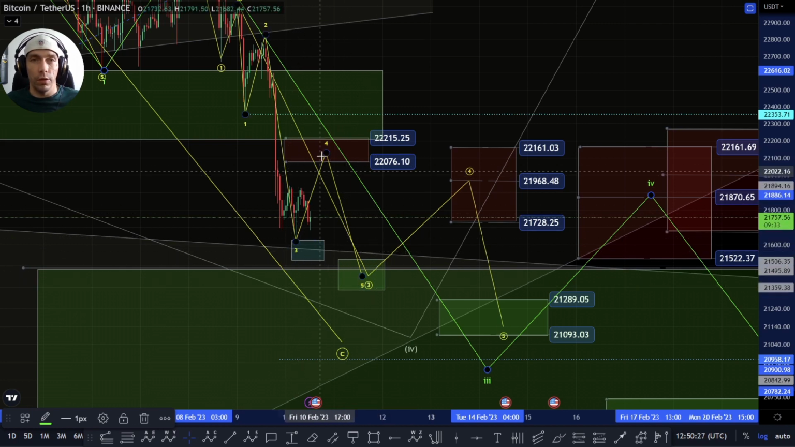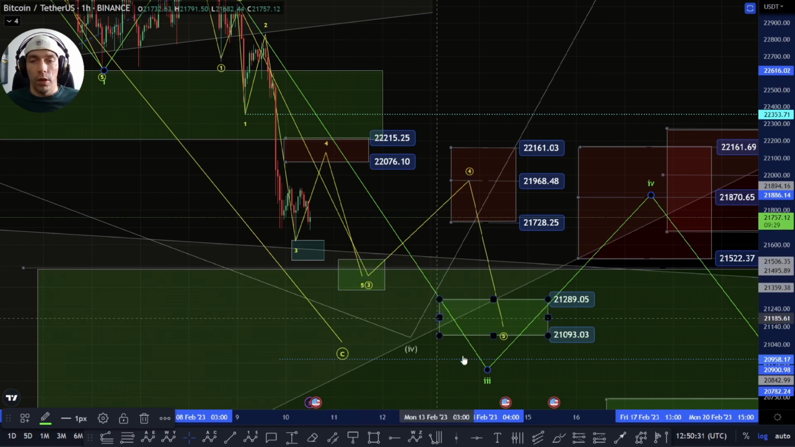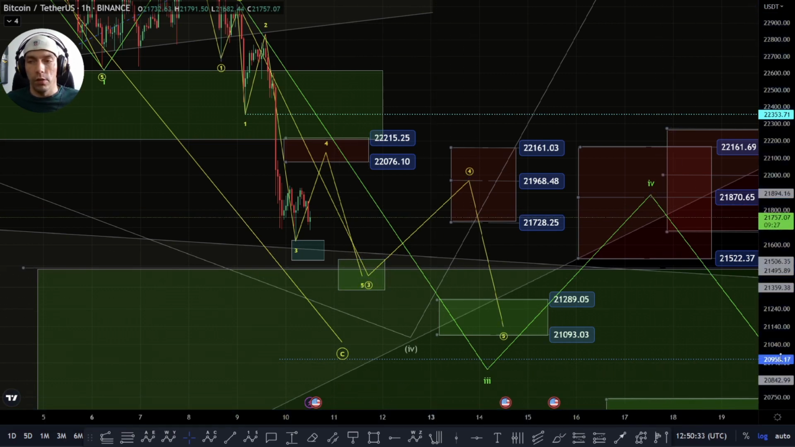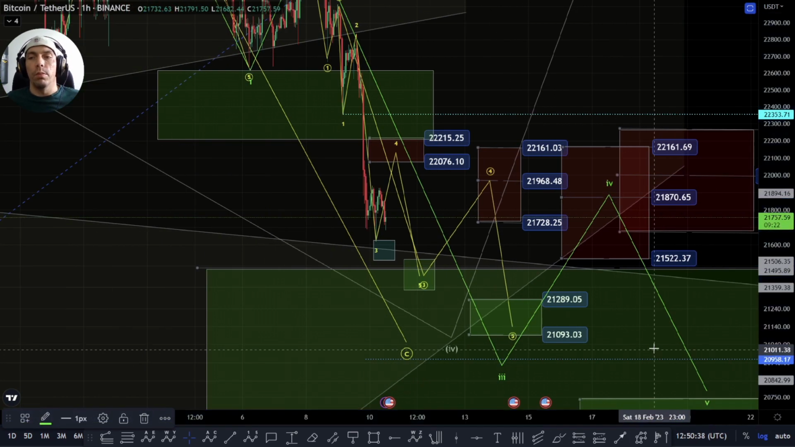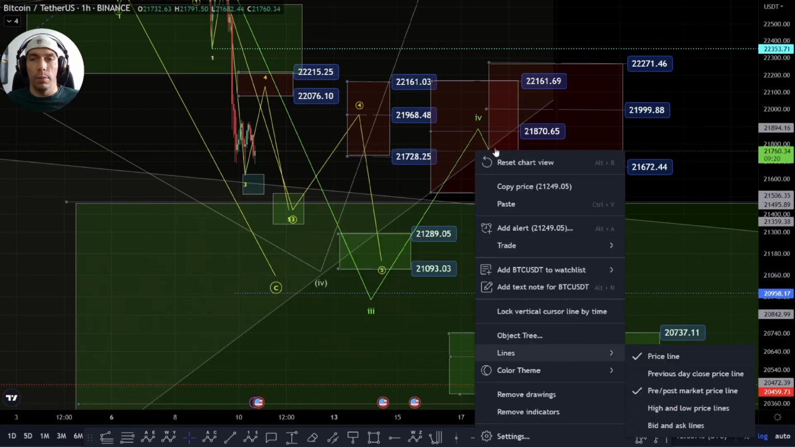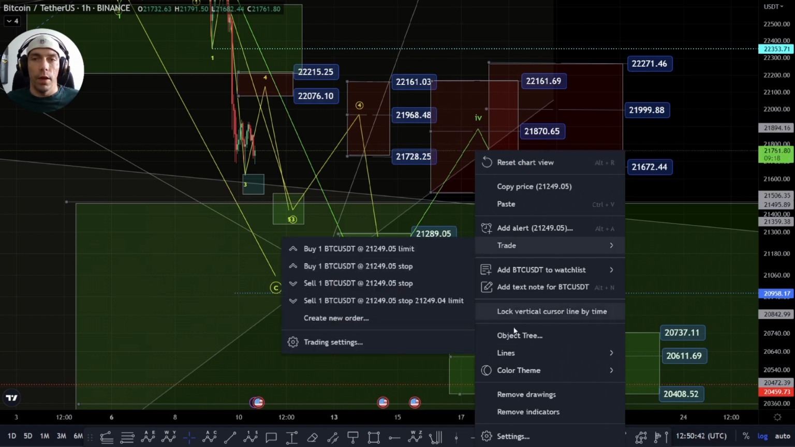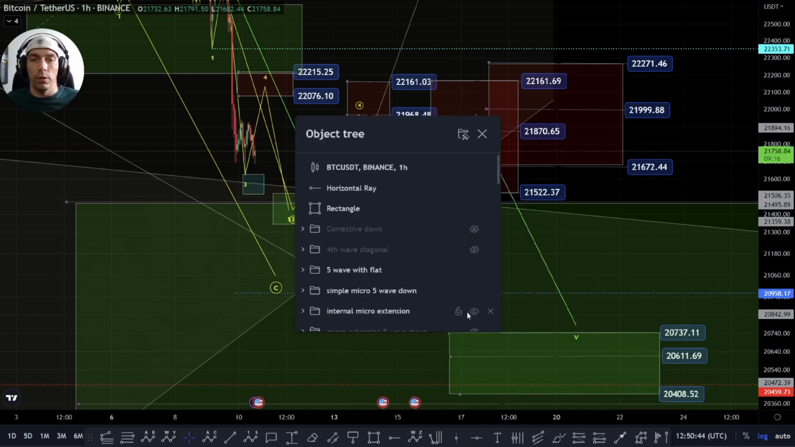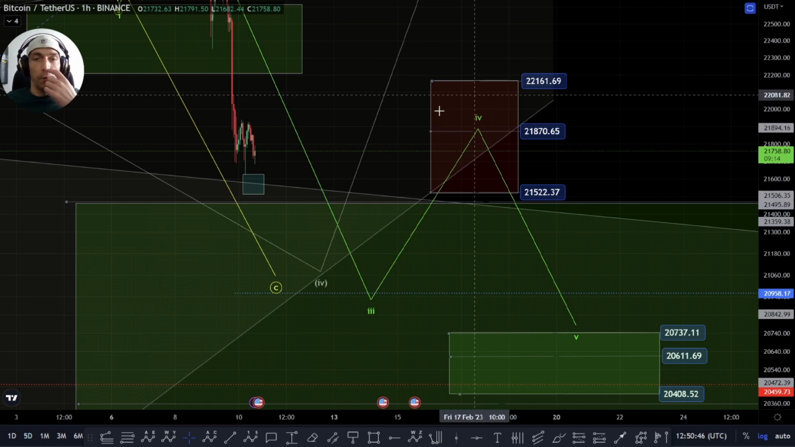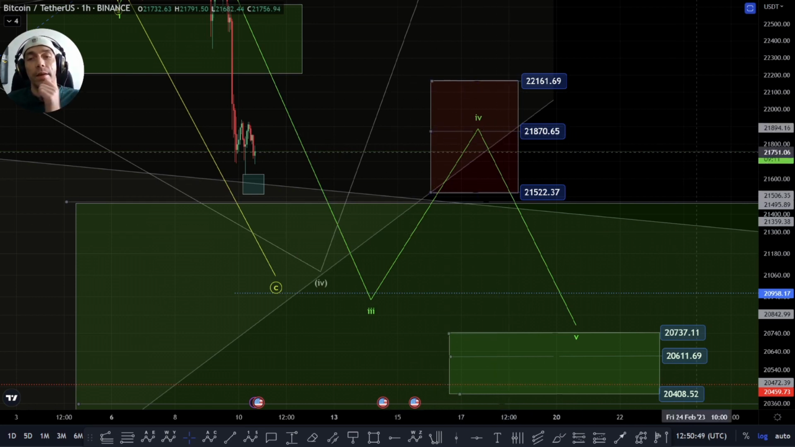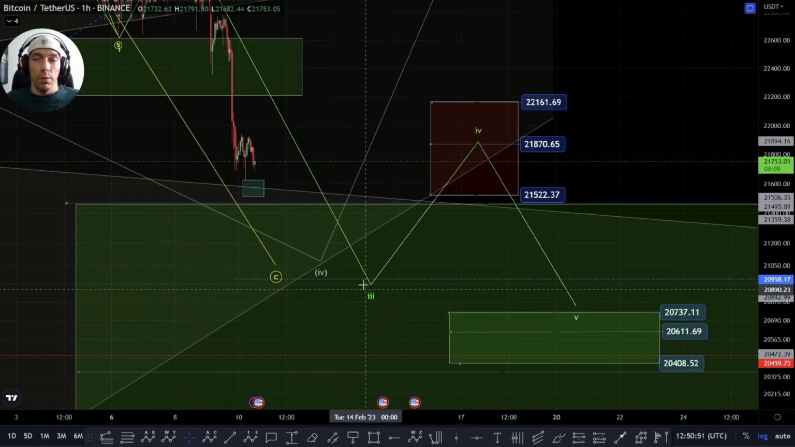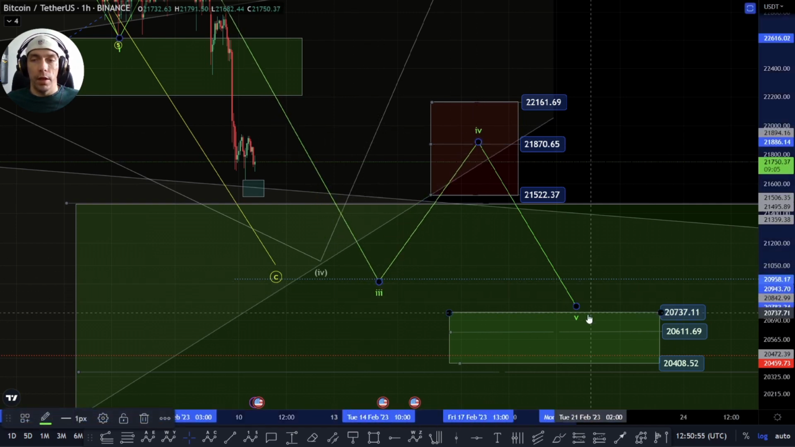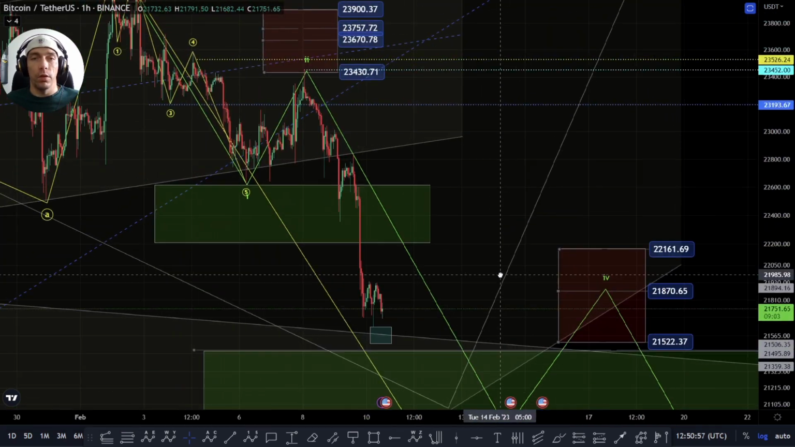If we do get these additional extensions within these waves, effectively then we could look to push down towards this 20,958. And then if we do move to that zone, what I'd be looking out for is looking to push up again for this fourth wave here and then looking for that rejection to the downside again. So this is something that can play out if we do move down towards this 20,958. So we need to keep an eye on it and see if this is the actual count that's playing out here.